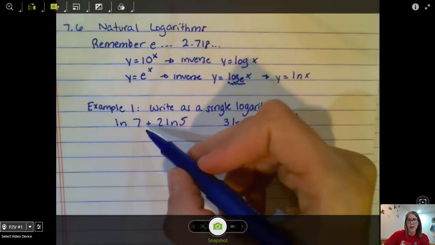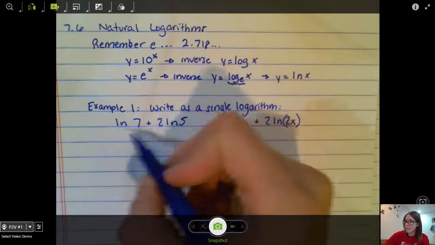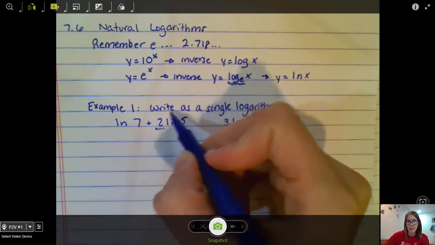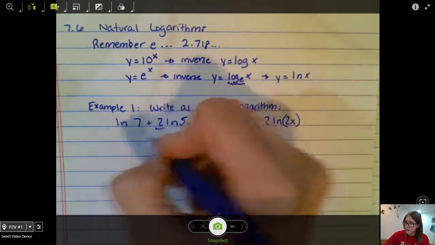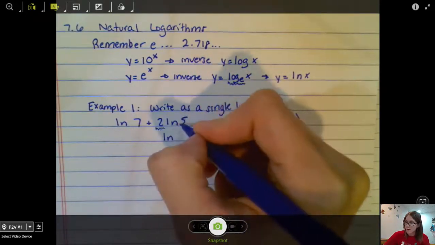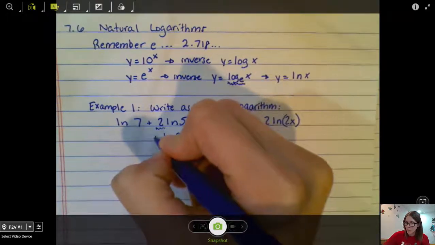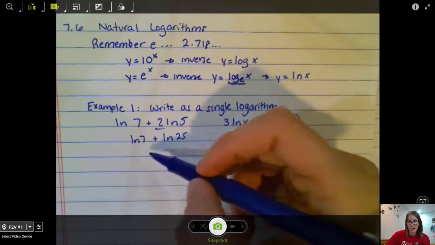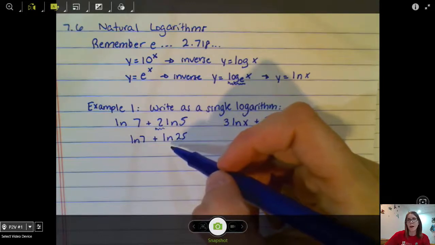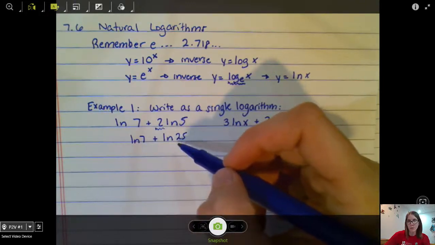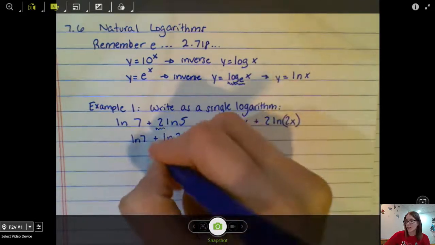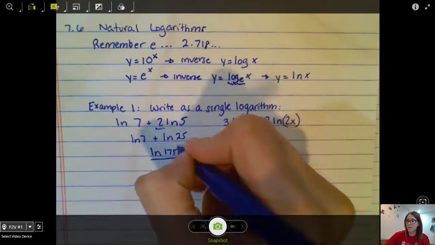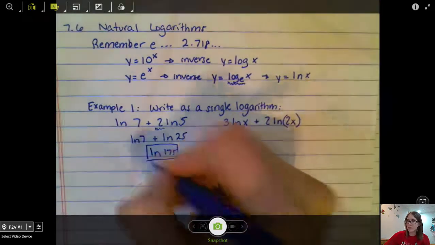Okay, let's start here. In order to write these as a single logarithm, I first need to get rid of our coefficient here. And this coefficient can move to our power. So this is really the natural log of 5 squared, the natural log of 25. And now if I have a natural log of 7 plus the natural log of 25, a log plus a log, I can multiply the two pieces together. Natural log of 7 times 25 is 175. And that is your final answer.